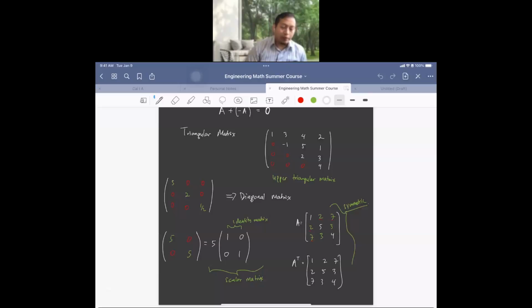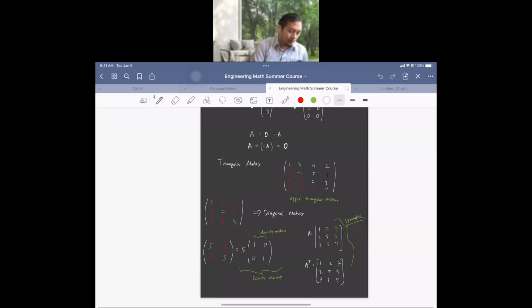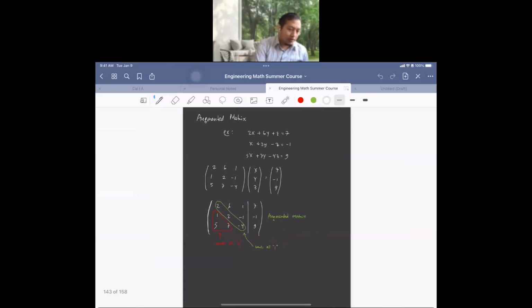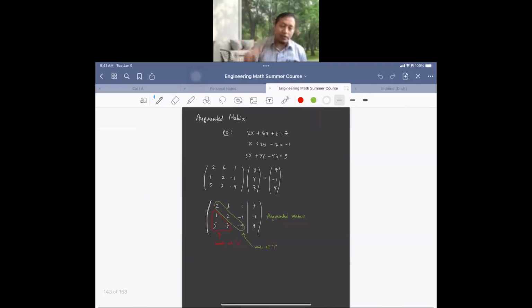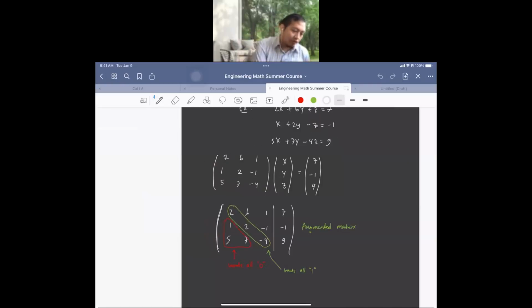And then you have the identity matrix, which we are going to see more in the eigenvalue later. And then we have the symmetric matrix. Symmetric means when we transpose, it stays as it is. It doesn't change. And then we can also write the matrix in an augmented form. We call this the augmented matrix.